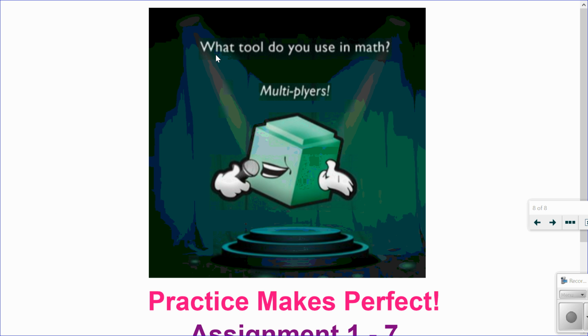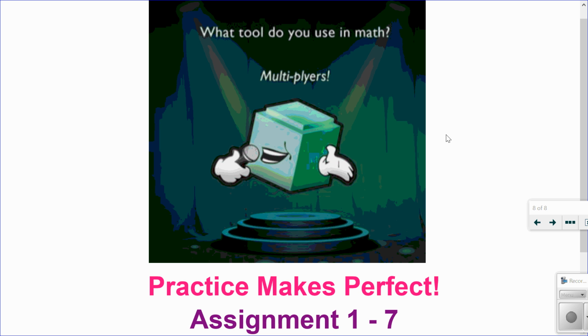I love this joke. What tool do you use in math? You use multipliers. Multipliers, get it? So funny.